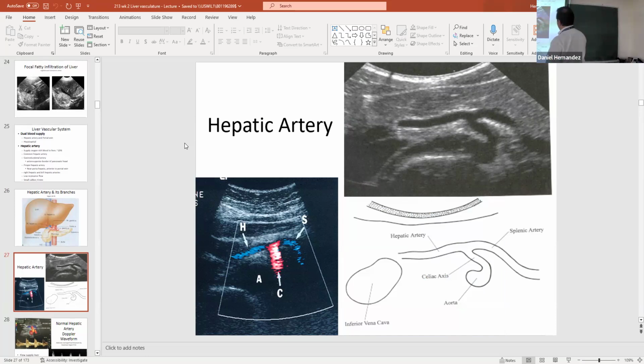So here's our seagull sign now. This is a transverse view of the proximal aorta at the level of the celiac artery. So here's the aorta, celiac artery coming off anteriorly, coming right at us. And then the first branch is that common hepatic going out towards the right, towards the patient's liver.